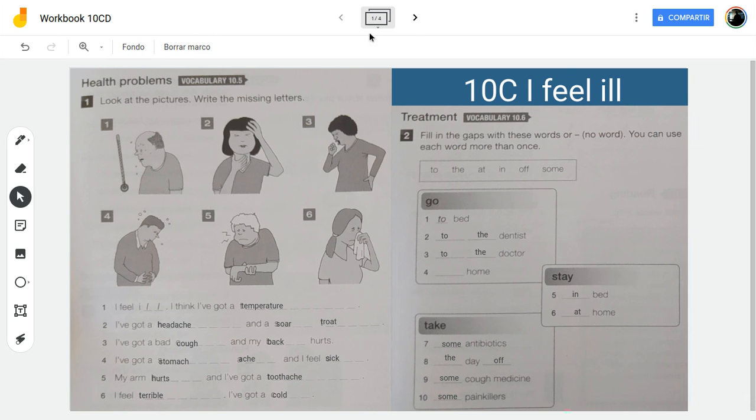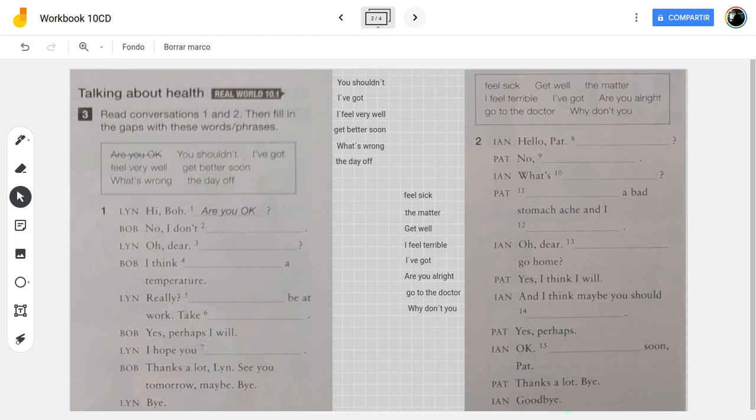Following this, we have the phrases. We're going to complete this text with these phrases. Here, number one says, "Hi Bob, how are you?" "Okay, no, I don't feel very well." I don't feel very well. "Oh dear, what's wrong?" "I think I've got a temperature."